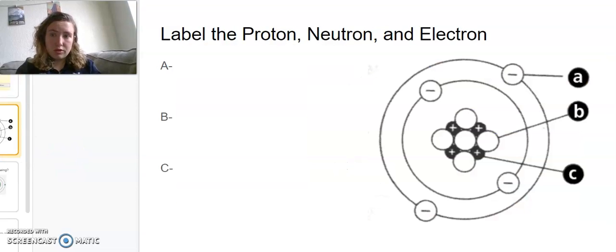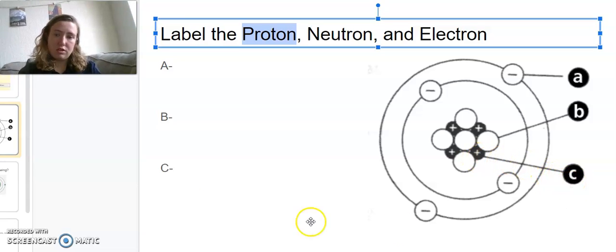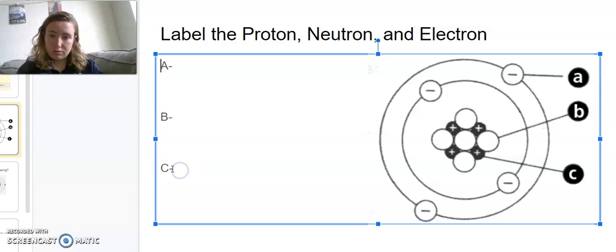Next up, label the proton, neutron, and electron. So if I'm recalling from my notes yesterday, I remember that proton starts with P and positive starts with P. So the proton must be positive. I also know that the proton lives in the nucleus of the atom. So I go to the nucleus, this big middle part, and I find the positive, so the plus sign. Looks like it's right there, and that's going to be letter C. So letter C must be a proton.